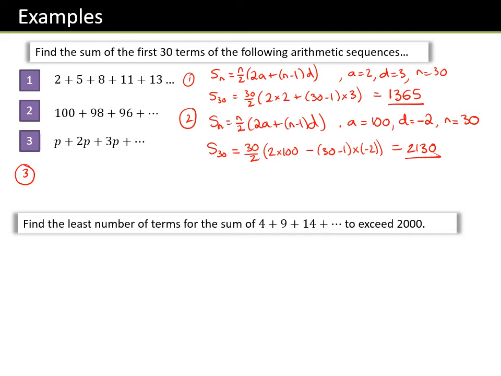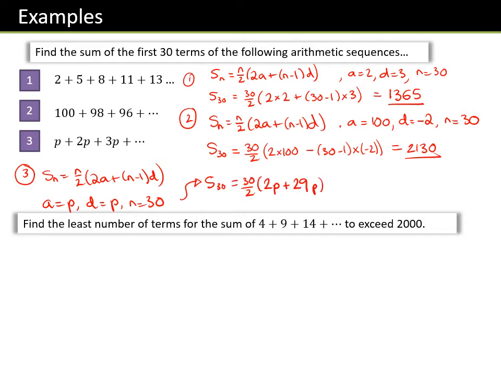And exactly the same again for question 3. Write your formula, write down what a, d and n are. By writing it down, a is p. My common difference here, I'm adding p each time, so d is equal to p and n is 30. By writing the formula and what a, d and n are, you are less likely to make mistakes, and then you can just plug it in to find your sum to 30. So 30 over 2 times 2p plus 29p, simplify that, gives us 15 times 31p, and our final answer then 465p.